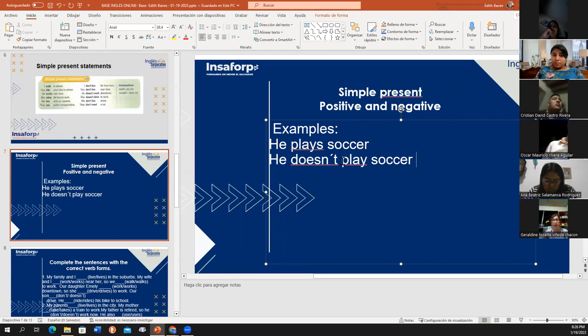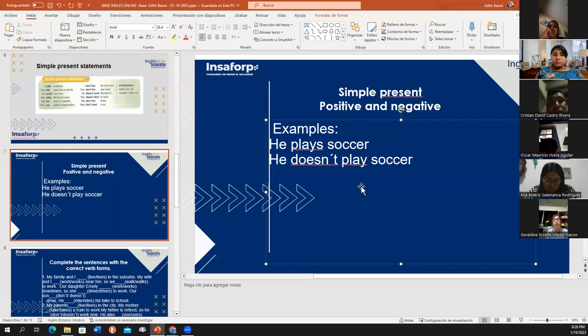Cuando la hacemos negativa, ¿qué pasa con la letra S que usamos en la positiva? No va en la tercera persona ya la S porque el does la lleva. Okay, very good. Good example. Me gusta ese ejemplo. I like it. Good. Thank you.